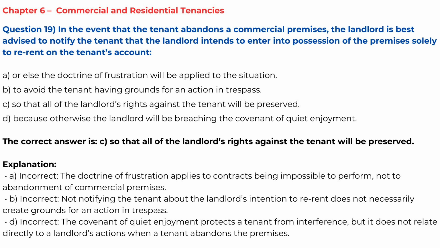Explanation. A. Incorrect. The doctrine of frustration applies to contracts being impossible to perform, not to abandonment of commercial premises. B. Incorrect. Not notifying the tenant about the landlord's intention to re-rent does not necessarily create grounds for an action in trespass. D. Incorrect. The covenant of quiet enjoyment protects a tenant from interference, but it does not relate directly to a landlord's actions when a tenant abandons the premises.